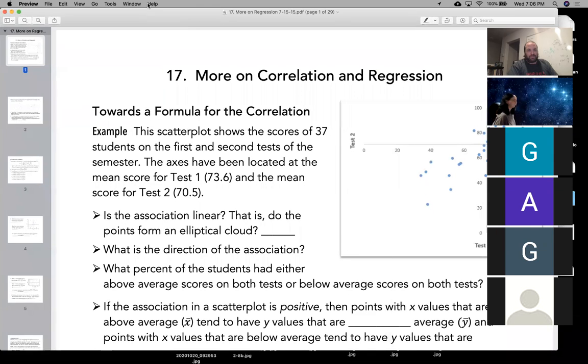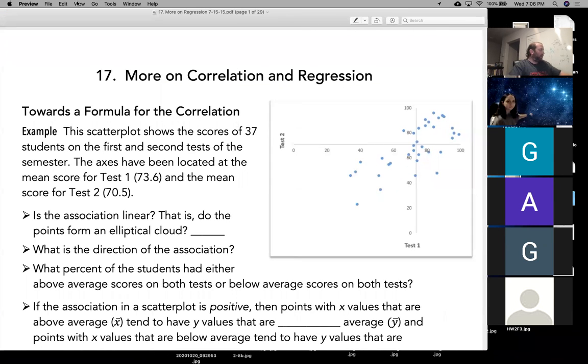So here we have more on correlation and regression. Now, do we remember this chapter? Okay, let's recap what we've done so far. We have done correlation, which connects two quantitative variables, and we had a chapter on that. And then we talked about regression, which is finding the best fit line. We certainly had a chapter on that.